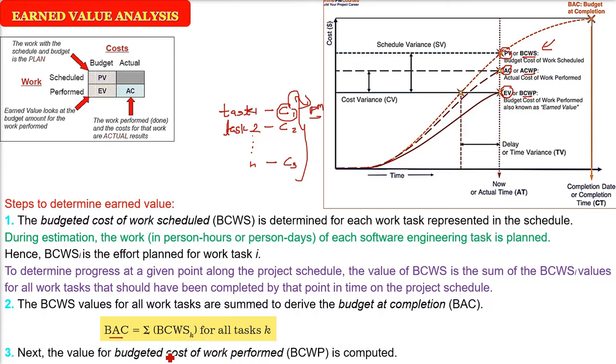Okay. Now next we'll compute the BCWP, budgeted cost of work performed. Work scheduled is done. Now you are going to find out work performed cost, not scheduled cost, performed cost. So PV is planning the work with the schedule, and budget is the plan. AC is the actual result, which we are going to do later. But here we are trying to find out BCWP, that is the EV, which is the earned value. This is looking at the budget amount for the work performed.